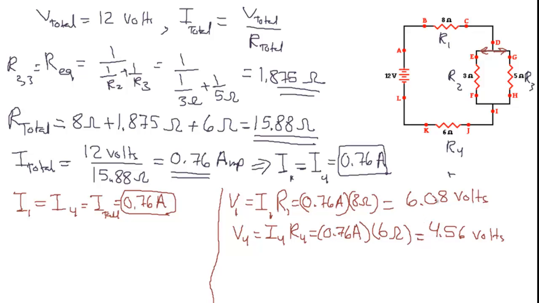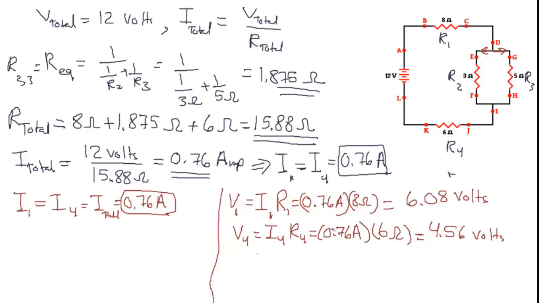V4 should be less than V1. Why? Because R4 is less than R1. R4 is 6 ohms, R1 is 8 ohms, so the voltage drop across the 6 ohms should be less than the voltage drop across the 8 ohms. Okay, so we found the voltage between B and C, and the voltage between K and J, the voltage drop across resistor 1 and resistor 4.